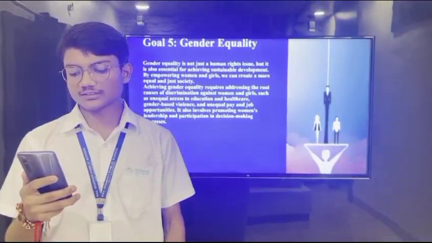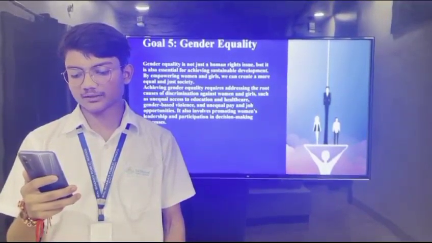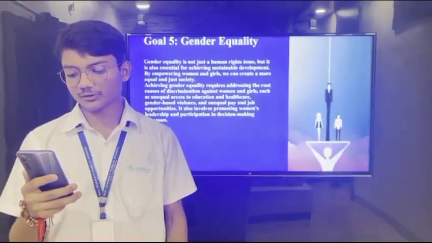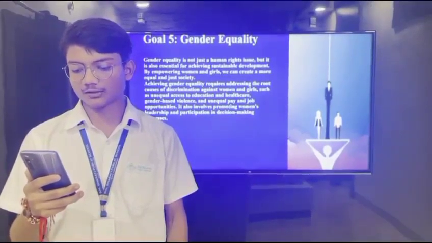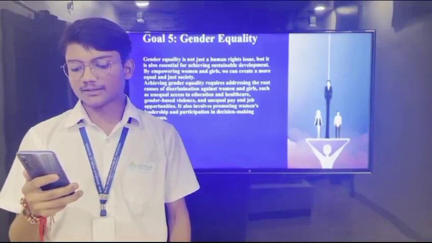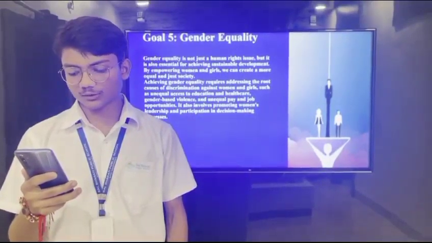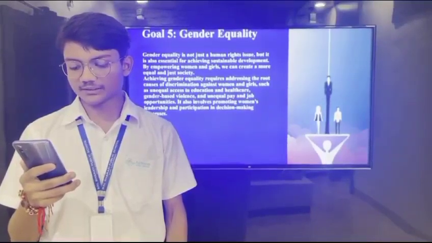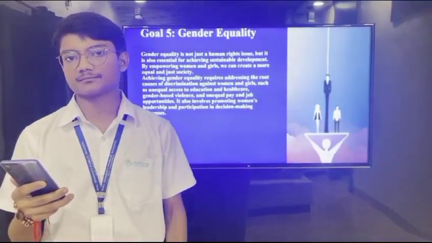The core causes of discrimination against women and girls, including unequal access to healthcare and education, gender-based violence, and unequal income and work opportunities, must be addressed in order to achieve gender equality. Additionally, it entails encouraging women's leadership and participation in decision making.